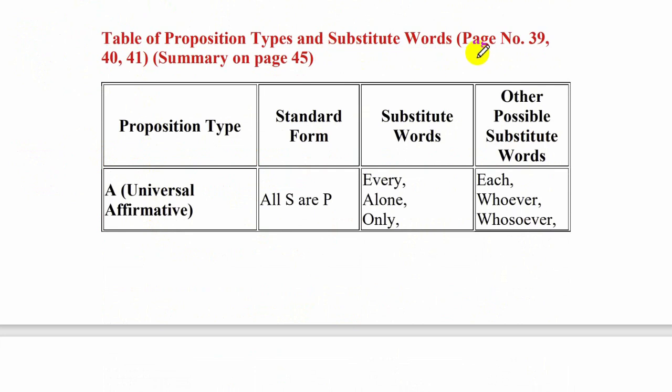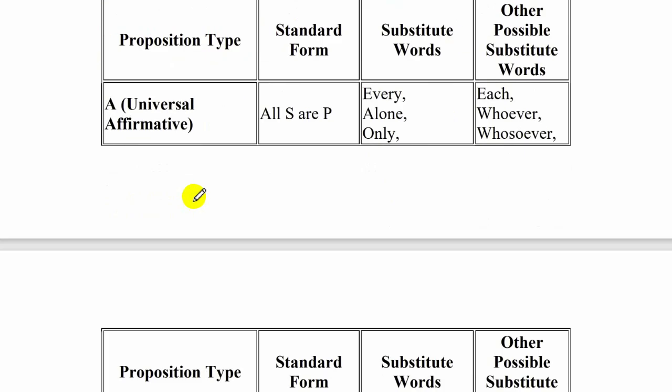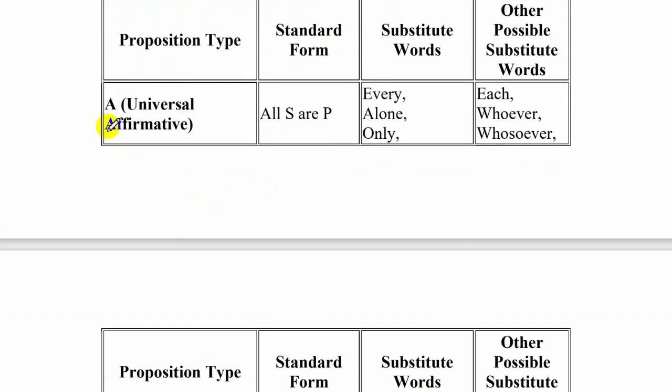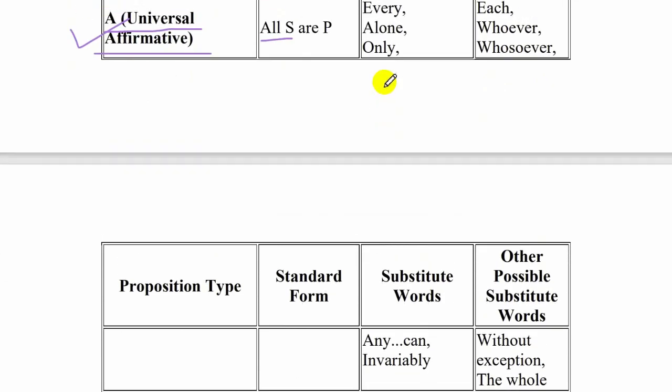Now, the table of proposition types and substitute words. This is given on page numbers 39, 40, 41, and the summary is given on page number 45 of our elementary logic book. You can go and check that out there also. There are more terms given, so you can check that also. They may not give us a universal affirmative proposition starting with 'all' only. They can say 'every', and then start the sentence. So these are all substitute words.